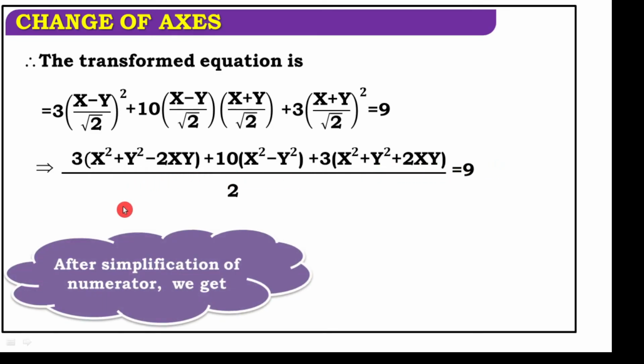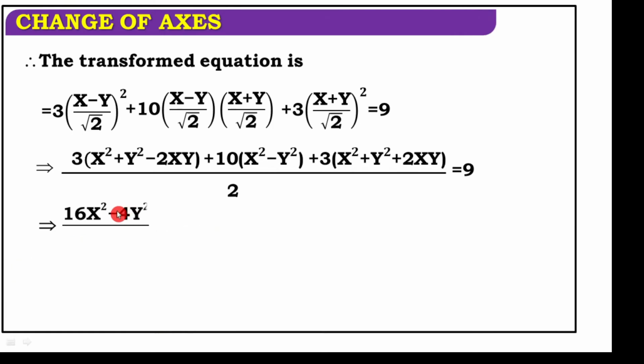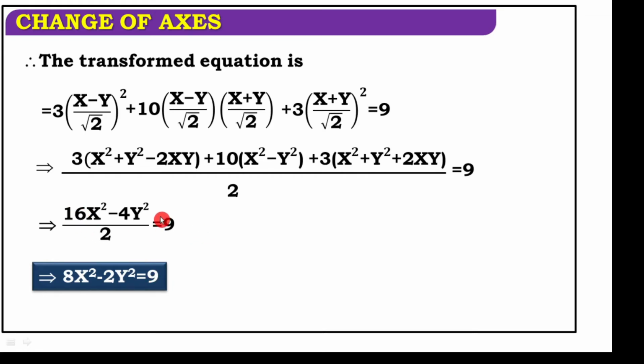After simplification of the numerator we get 3X square + 10X square + 3X square is 16X square. Minus 6XY plus 6XY get cancelled. 3Y square + 3Y square minus 10Y square is minus 4Y square. Each term divided by 2, so you will get 8X square minus 2Y square = 9. Taking 2 common, it gets cancelled. Okay.